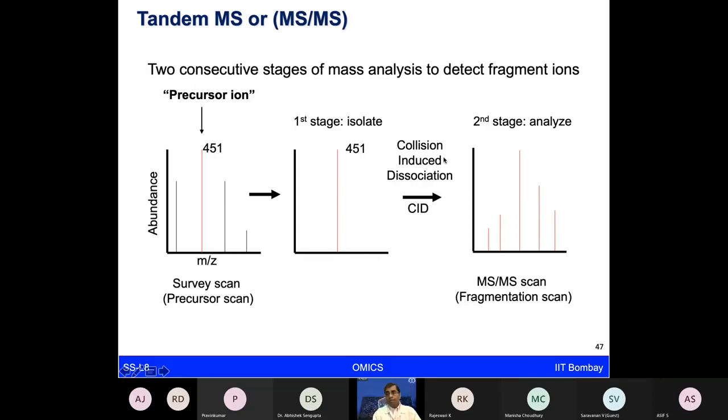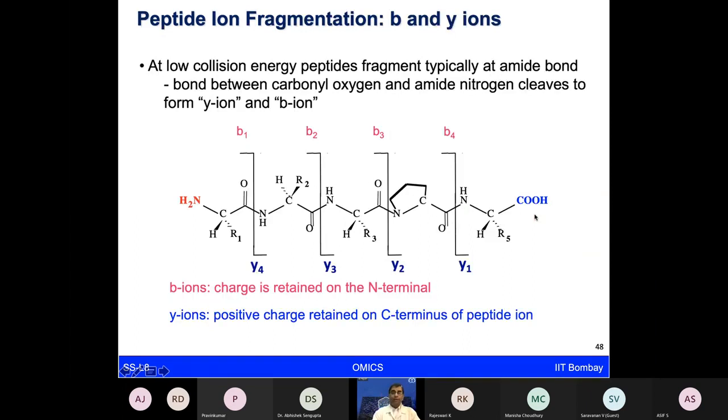You are going to do collision induced dissociation of that and generate this kind of fragmentation spectrum with the MS/MS pattern. So this is what is most important, and that's where, when I was talking to you about peptides and amino acids, I gave you this brief idea. I'm repeating this again here. Now you are much more clear what we are talking about.